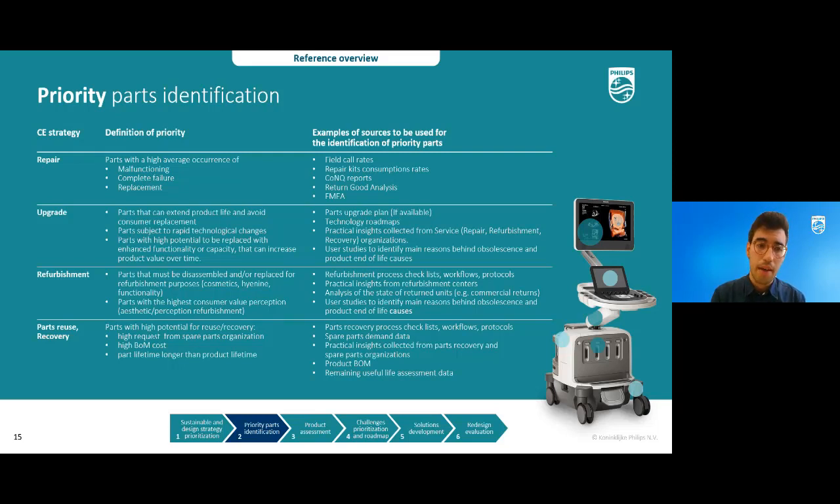to identify these parts. An example to show you how different priority parts identification can be is the third line, which is about refurbishment. When we define priority parts for refurbishment, we not only look at those parts that fail most often, but we also look at those parts that we are most likely to need to replace or to disassemble to further process because of cosmetic reasons, for instance, for cleaning processes, cosmetic refurbishment, or hygienic reasons. So for instance, some parts that we must replace, not because they are broken, but because of regulations, we must replace before, for instance, giving the product to a new user.